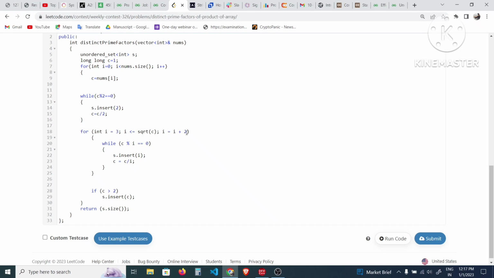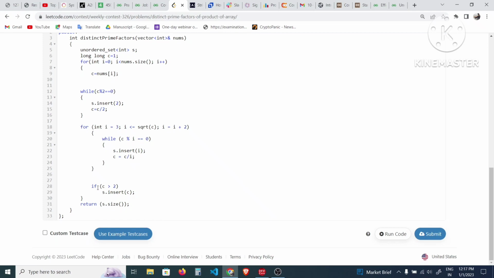The second thing, maybe you will wonder what happens if 9 comes in this. When 9 comes, it will not divide c, because I have already taken 3, which divides 9. That 3 will divide the number as many times as it takes to become undivisible by 3. That many times I insert it into that set, and since the set has unique numbers, it works like that.